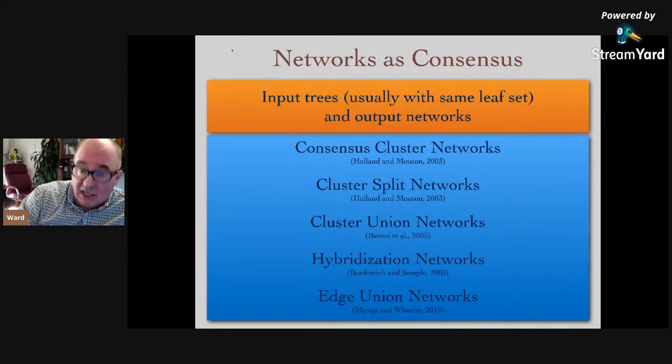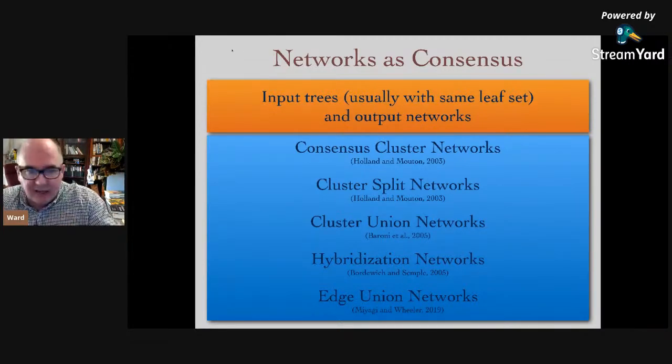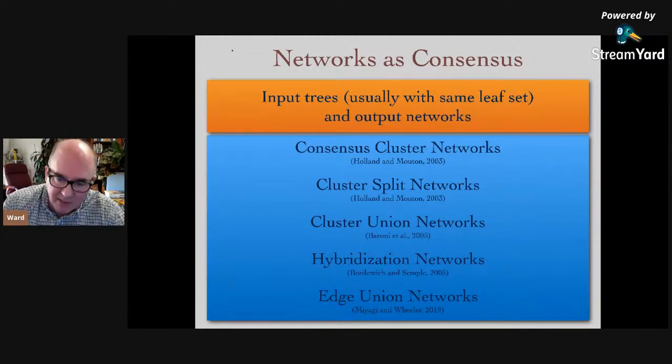So consensus cluster networks, the idea being that every HTU, every vertex that's present in all the inputs is put together, and you create lots of edges. We'll talk about that later. That's one of the basic ones we're going to build on. Things like cluster split networks, cluster union networks we're going to base on. Cluster split networks, cluster union networks, and hybridization networks are all ways that one can add different edges to reconcile the graphs in one way or another.